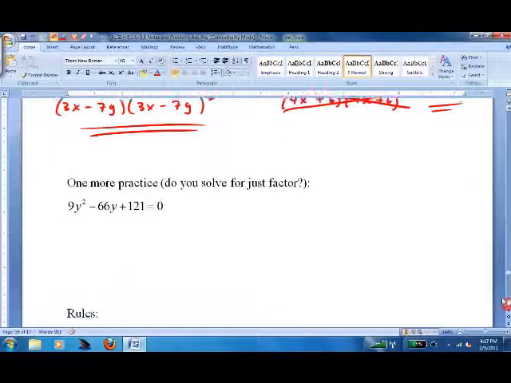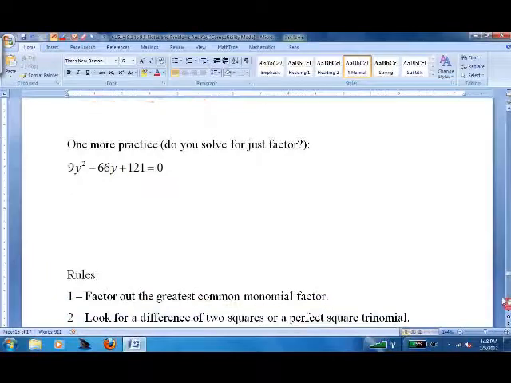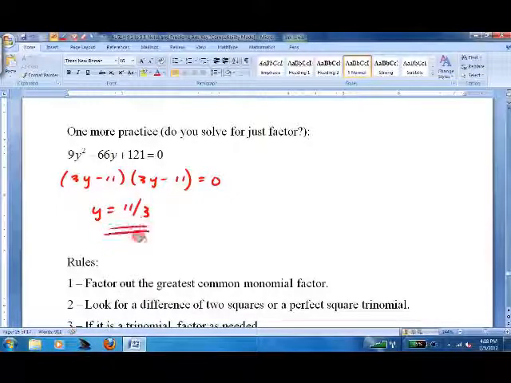So, this one you should try on your own. Do you solve it or do you factor it? Hopefully you notice it equals 0, so yes, you do solve it. And let's see, looks like a perfect square to me. Let's see if I'm right or wrong. 3 for the 9, y for the y, negative means negative, negative. 11 for the 121. 3 times negative 11 is negative 33. Twice is negative 66, so it works. And then I just get one answer, y equals 11 thirds, because they're identical, so I don't need it.